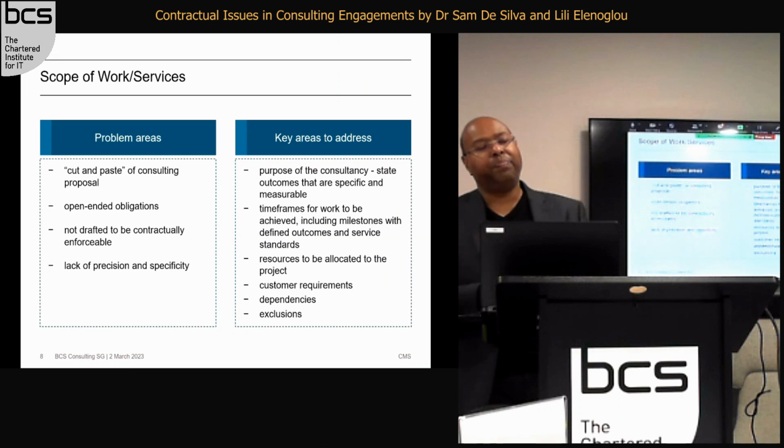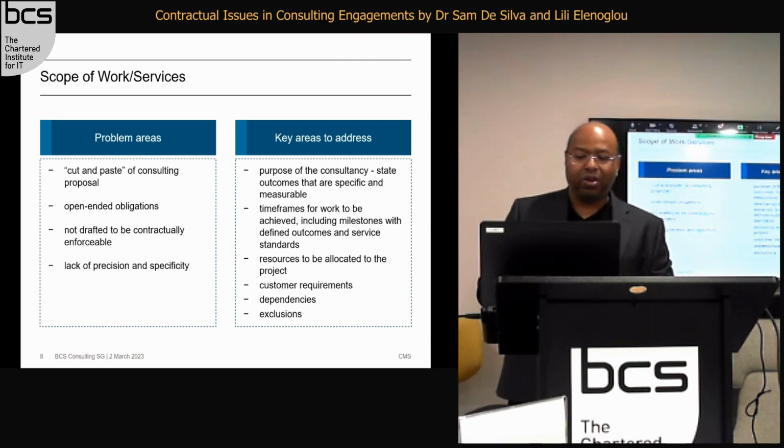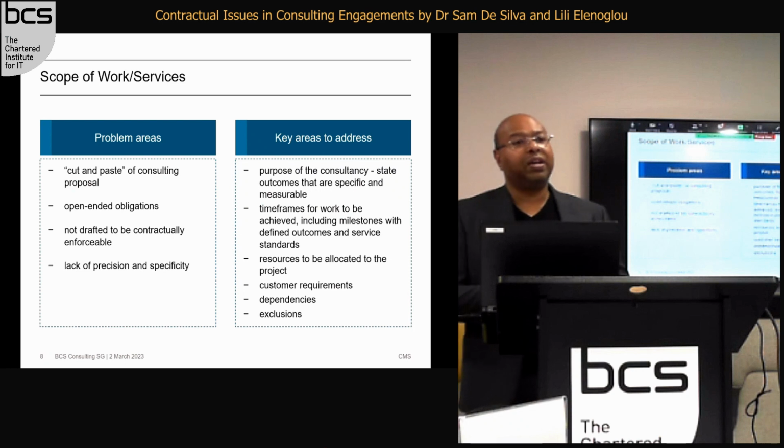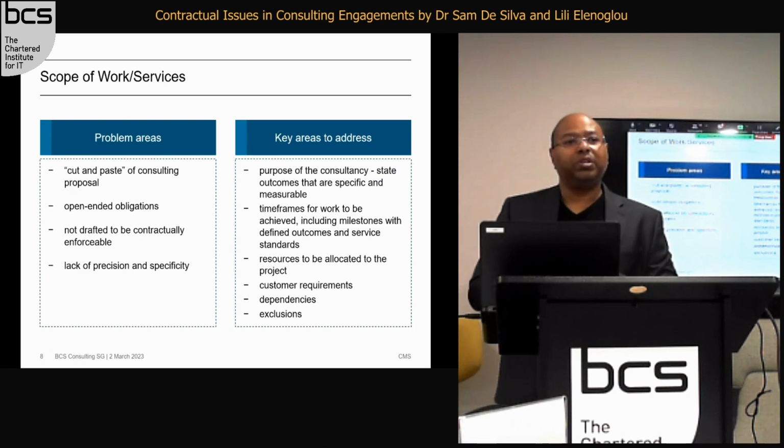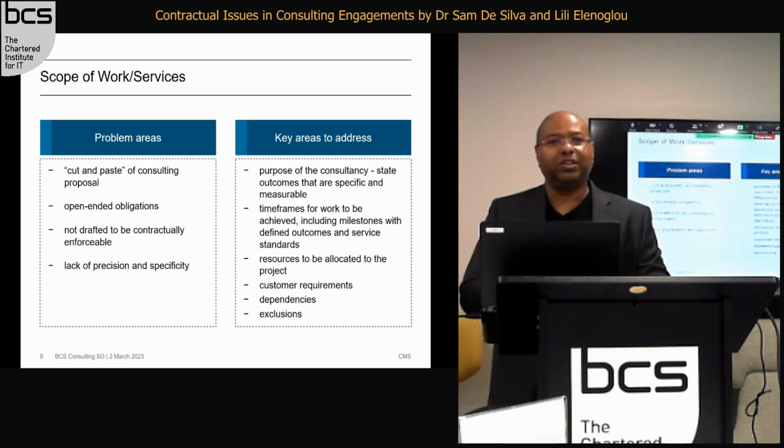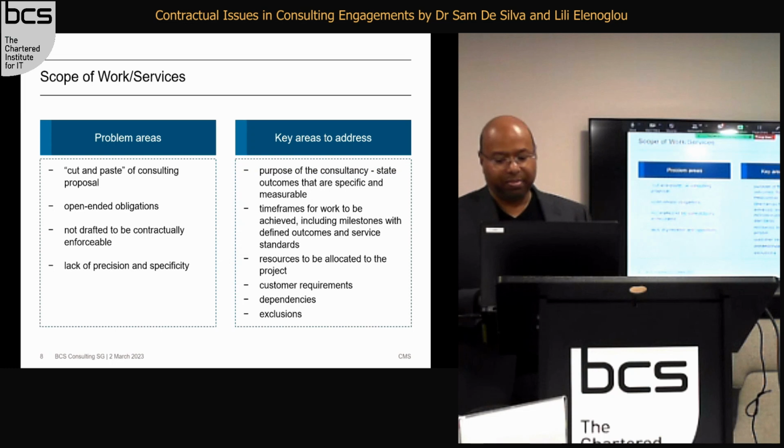Then there's dependency. Your services may be dependent on third parties. If the third party doesn't do that, you won't be able to deliver. So again, those dependencies need to be specified and set out. And then you also need to set out exclusions. If you're not doing certain things, or certain things are outside your scope of services, you need to exclude them, because otherwise they'll be implied to be included.